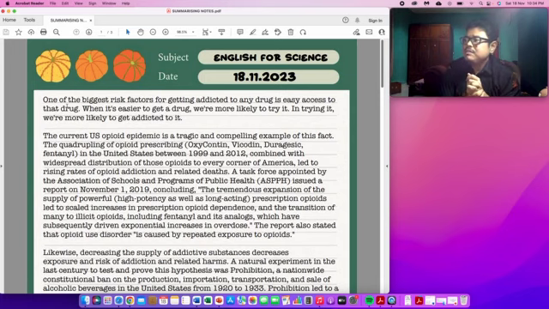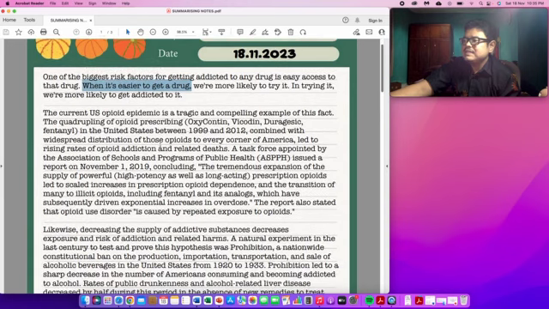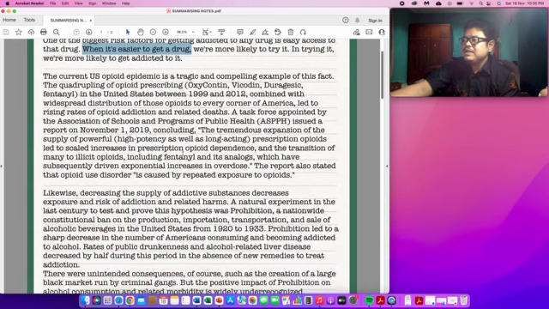It is talking about drug addiction and the reasons people get addicted. This only talks about one risk factor, one of the biggest risk factors, which is easy access to the drug. So let's go through it together. When it's easier to get a drug, we're more likely to try it. In trying it, we're more likely to get addicted to it. So this essay is basically talking about that.